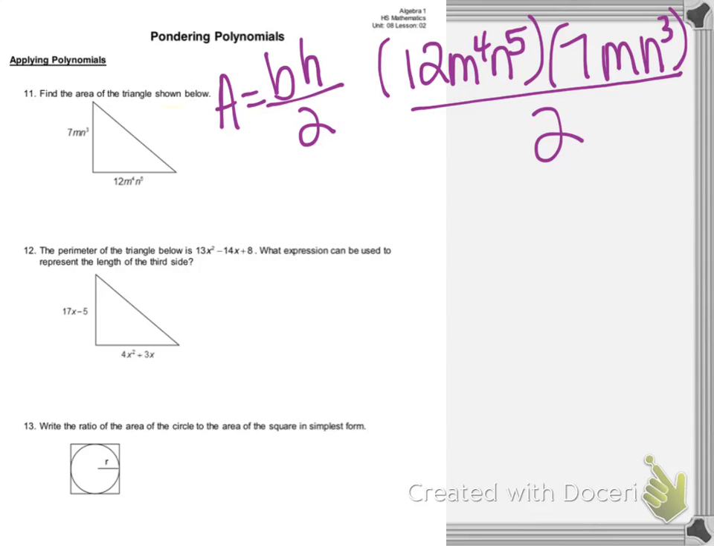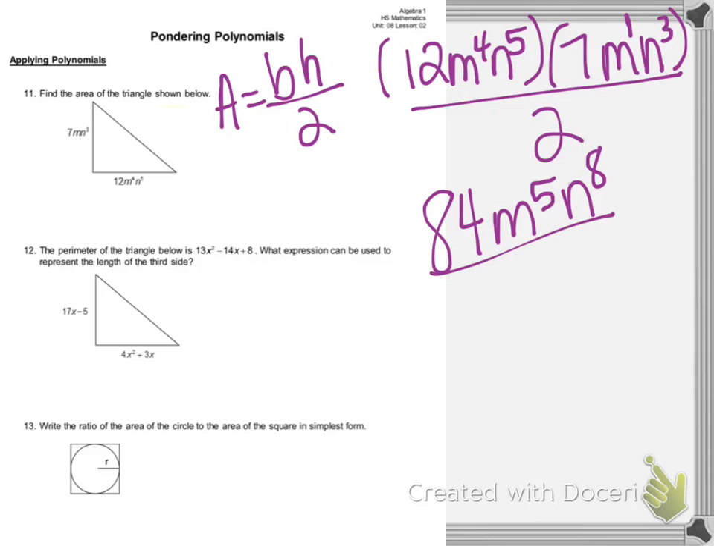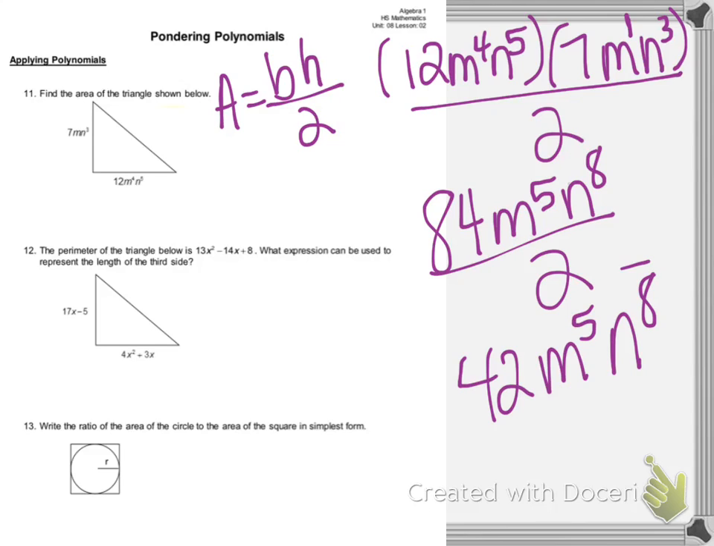So 12 times 7, which gives me 84. And then again, remember, you're going to add your exponents. M to the 5th, n to the 8th. Divided by 2. Now you have to divide out your whole numbers. So 84 divided by 2 is going to give you 42. M to the 5th, n to the 8th. And that would be my final answer.